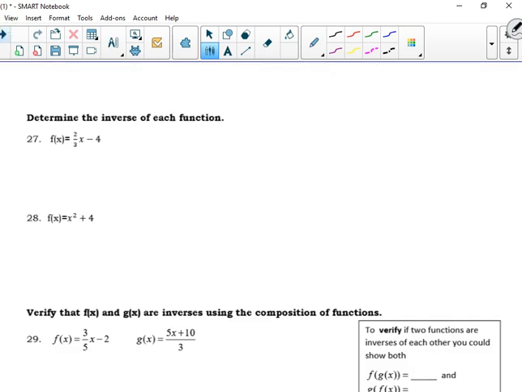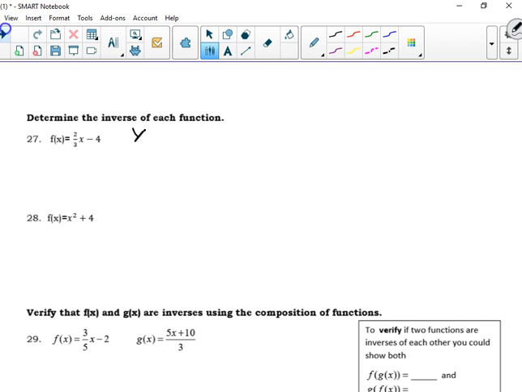Determine if these are inverses of each other. So what I'm going to do is take this 27, and there's two ways to go about doing it. Okay, yeah, later I'm going to do composition of functions. So what I need to do is determine the inverse. I'm sorry, I totally misread that. I'm getting ahead of myself.